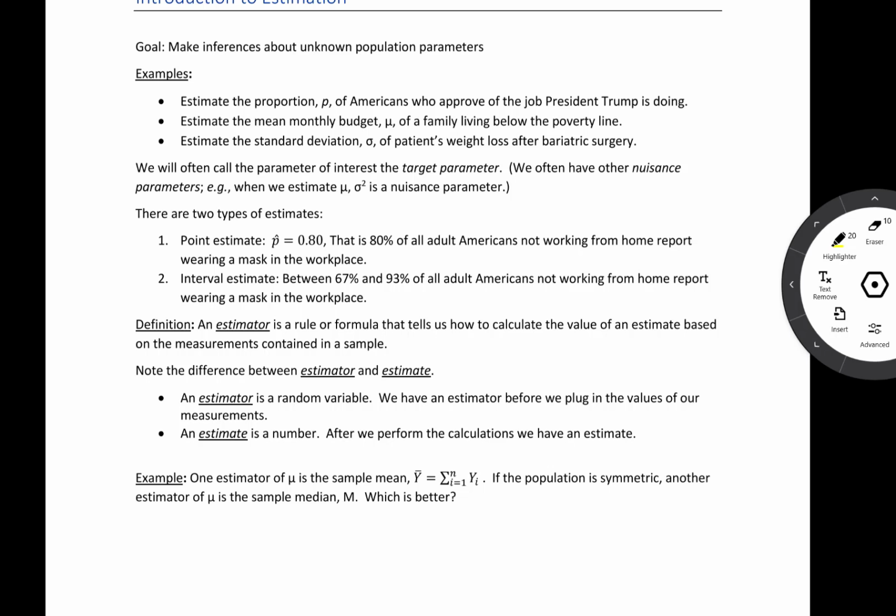Here we're making a distinction: P hat is not equal to P, but we're using P hat as a way to estimate the true value of P. Another example is an interval estimate, where we would say between 67 and 93% of all adult Americans not working from home report wearing a mask in the workplace. Here the estimate is an interval, and then we could talk about the probability of that interval covering that fixed parameter that we don't know the exact value of.